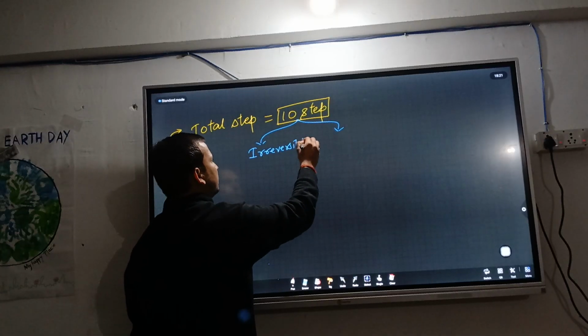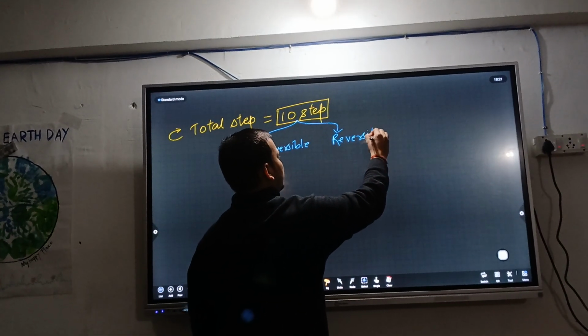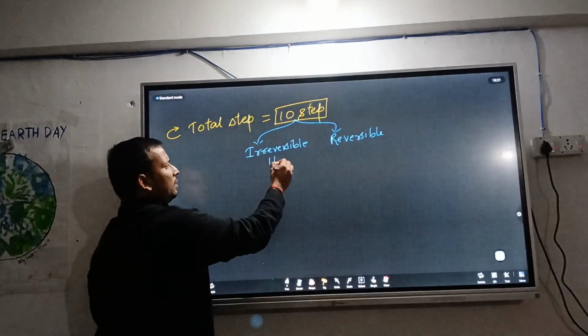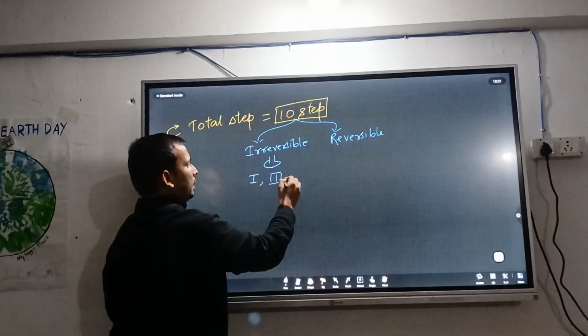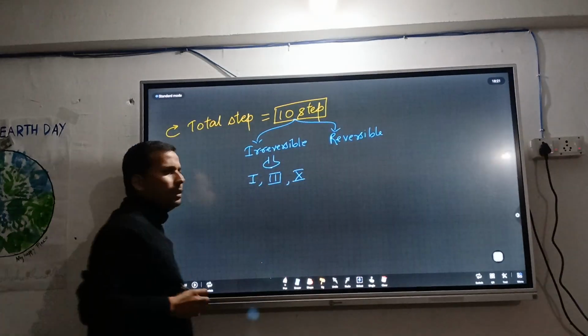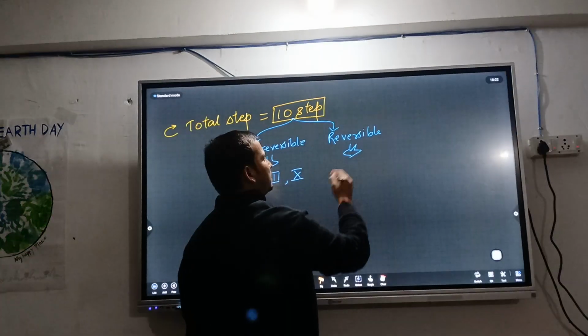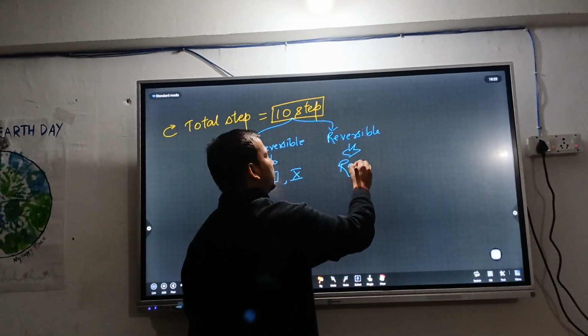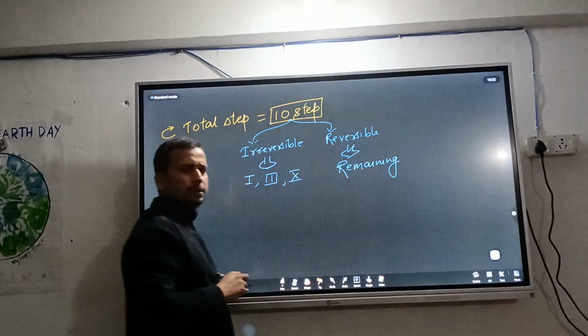Irreversible and here reversible. So which steps are irreversible? They are the first step, the third step, and the 10th step. These are irreversible, and the remaining reactions are all reversible.